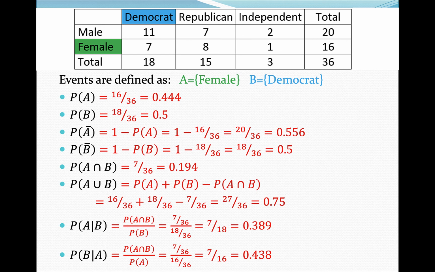If you flip this around and you say the probability of B given A, that means given A means you're dealing with females. That means your denominator is 16 because there are 16 females. Out of those 16 females, 7 identify as a Democrat. So that's 7 over 16, which is 0.438. And once again, you can also use the rule as you see there. You'll get the same thing. You get that 0.438.